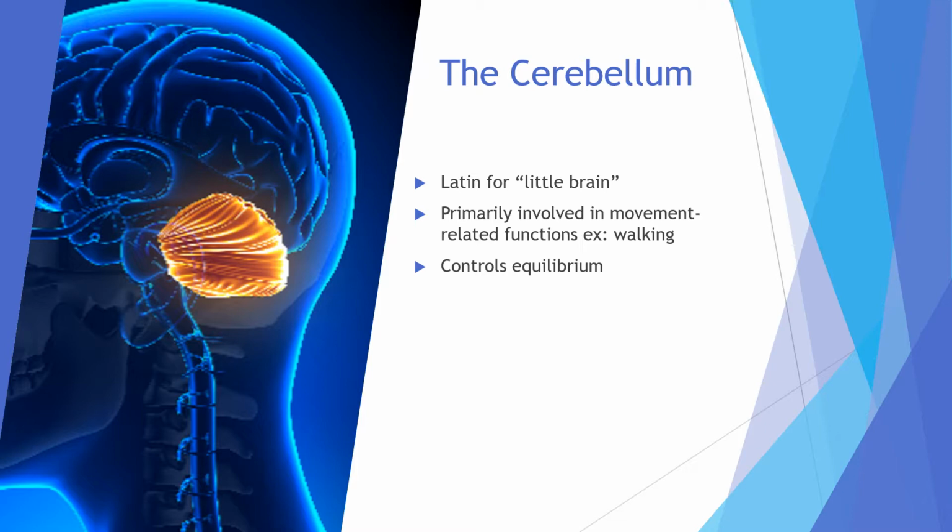The cerebellum. The cerebellum is also referred to as the little brain. It is primarily involved in coordinating voluntary movements, such as walking or riding a bike. It also controls equilibrium, which is our sense of balance and what makes us maintain positions and stability.